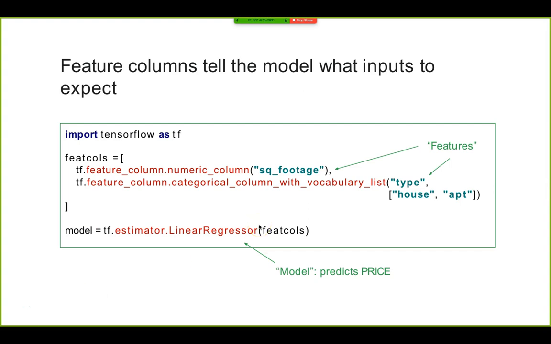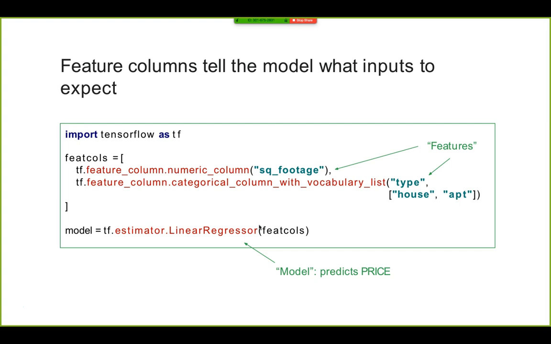So here we imported TensorFlow as TF. Then we are creating a list of the features. But the features should not simply be the names of the feature columns. They should also specify what type of column it is. For example, if it is numeric, we use tf.feature_column.numeric_column, then the column name, square footage in our case.